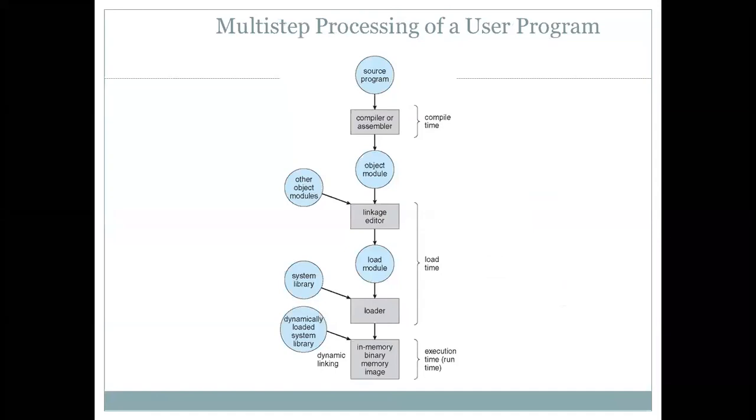Here, multi-step processing of a user program. What are the various steps taken during the execution? It starts from the source program, .c or .java or .python. You should consider any source program. The user types that program and the program is saved. Then the compiler or assembler, which is a language translator, will convert your source code to the object code.